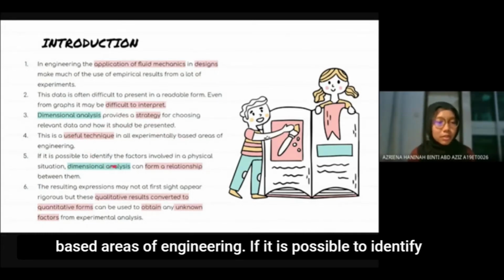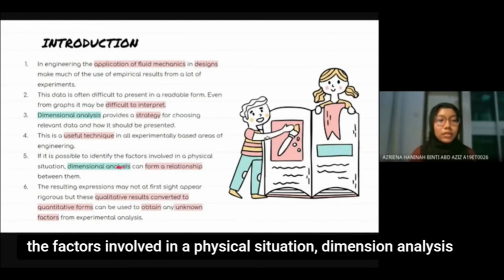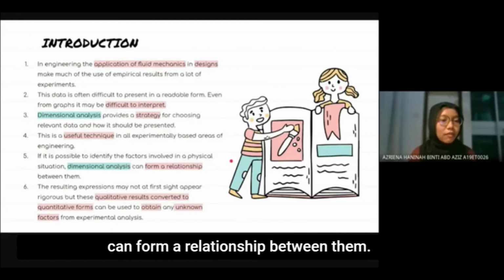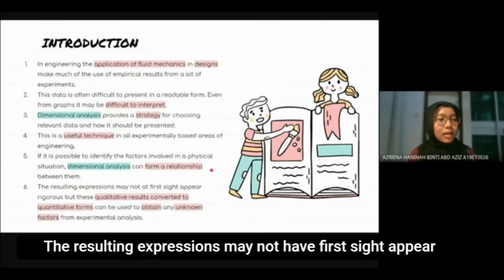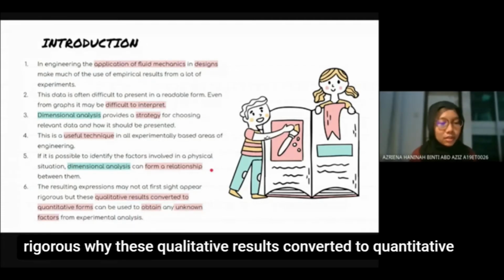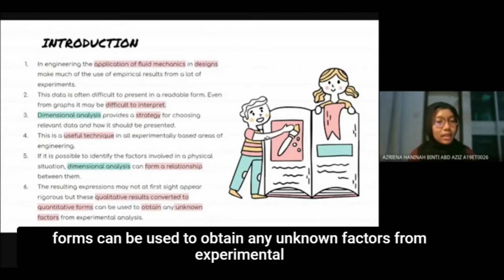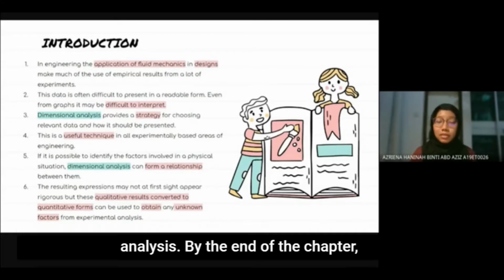If it is possible to identify the factors involved in a physical situation, dimensional analysis can form a relationship between them. The resulting expressions may not at first sight appear rigorous, but these qualitative results converted to quantitative forms can be used to obtain any unknown factors from experimental analysis.